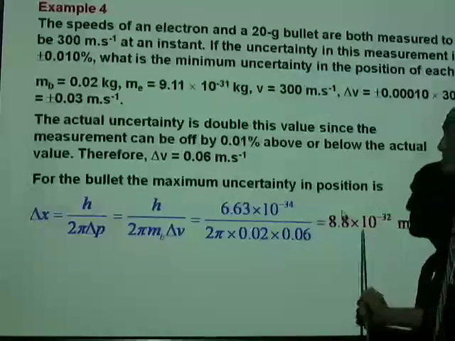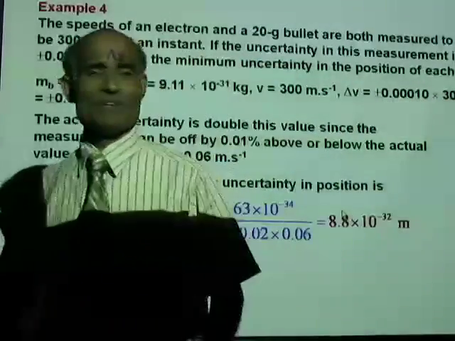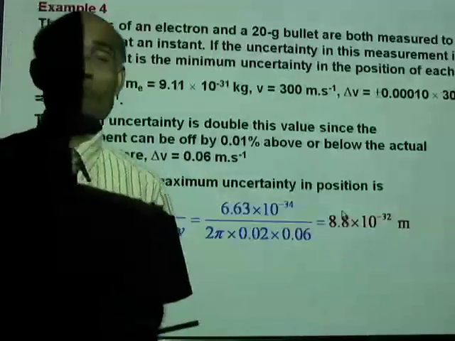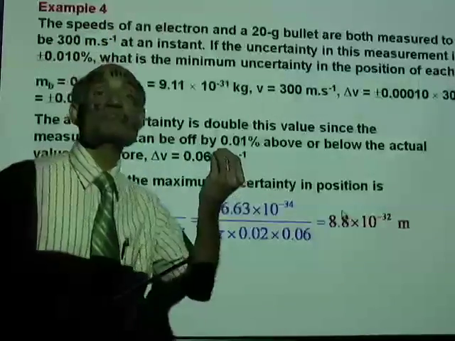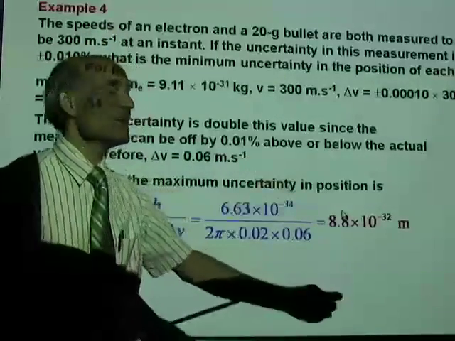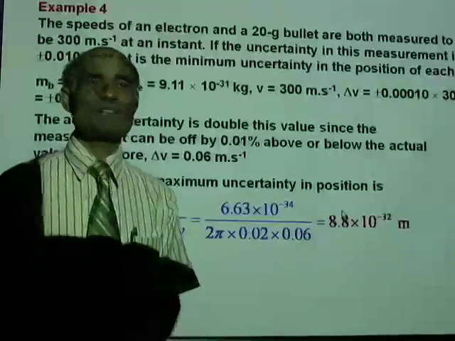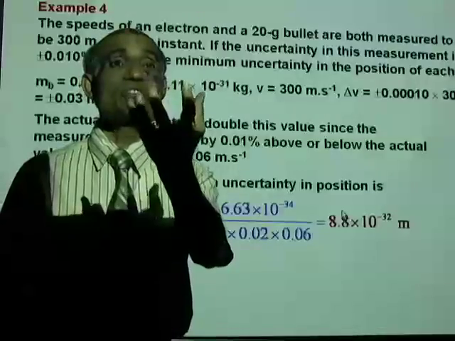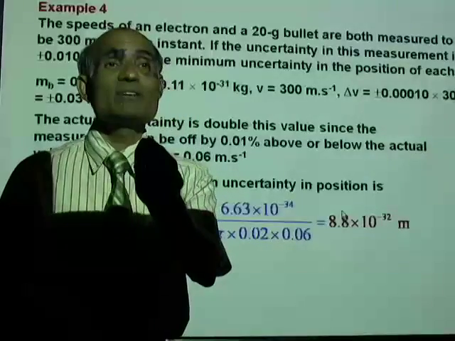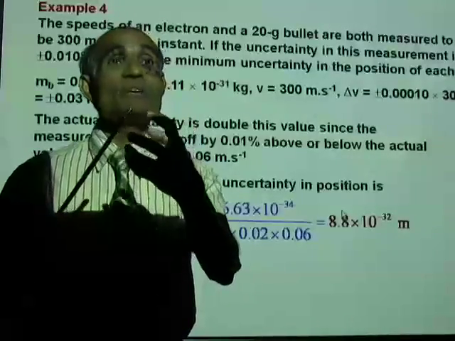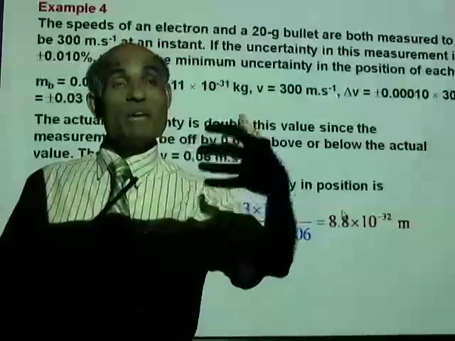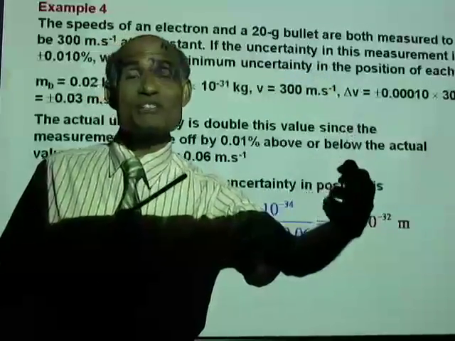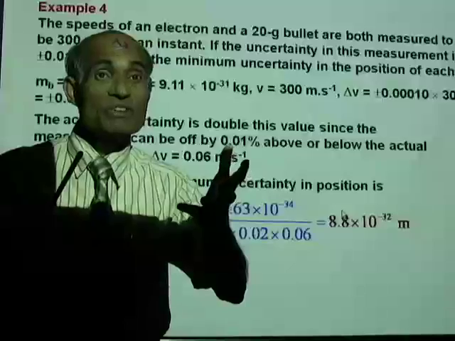You can see this is a very small value. So we can say for all practical purposes there is no uncertainty in measuring the position of the bullet. Because the bullet is a big object, the uncertainty in measuring the position, when we have measured the uncertainty in its velocity, is not very significant.